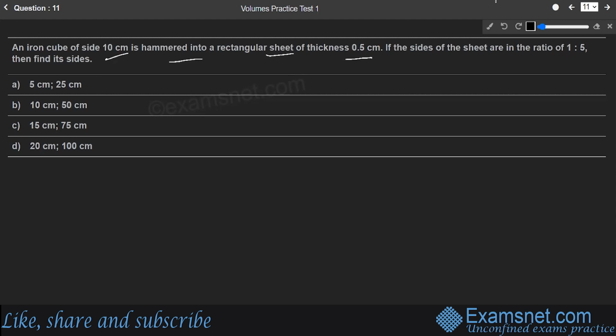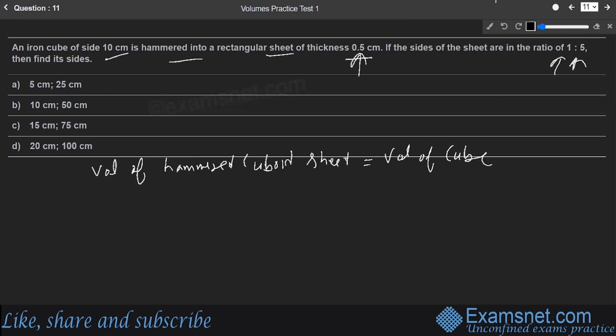So the volume of the completely hammered cuboidal sheet is actually equal to the volume of the initial cube. This is what we can think. Now, he says the thickness is 0.5 centimeter, if the sides of the sheet are in ratio 1 is to 5. So let's say that cuboid has a length of x centimeter. So the breadth will be 5x centimeter. So length is x centimeter, breadth is 5x centimeter.